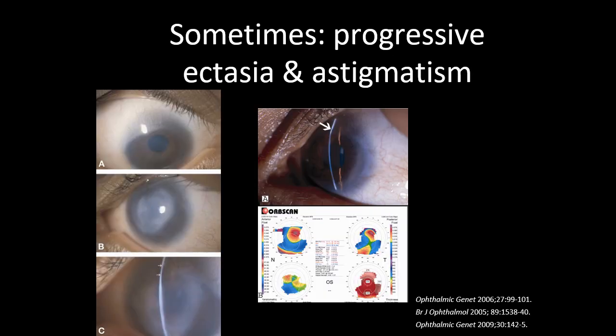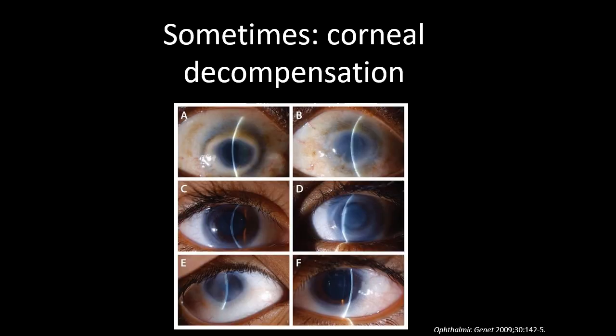A rare but clearly recurrent feature of recessive cornea plana is progressive ectasia and astigmatism. Again, this is uncommon. You won't see this in most patients with cornea plana, but it does happen rarely. Sometimes these patients can even develop eye drops from the progressive ectasia. Similarly, another rare feature of the cornea plana phenotype is corneal decompensation. Some of these patients seem to have a problem with their endothelial cells that leads to corneal decompensation, especially in the older patients.